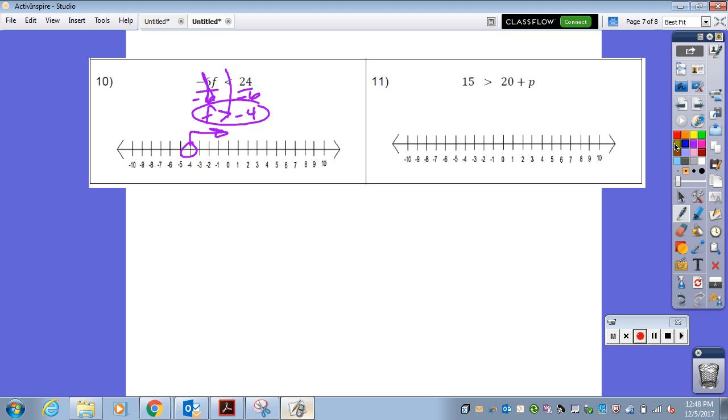And 11, split down the middle, subtract the 20 away. 15 minus 20 is negative 5. Got on over with integers. It's P. Should the symbol flip? The answer is no, it should not. The symbol stays the same.